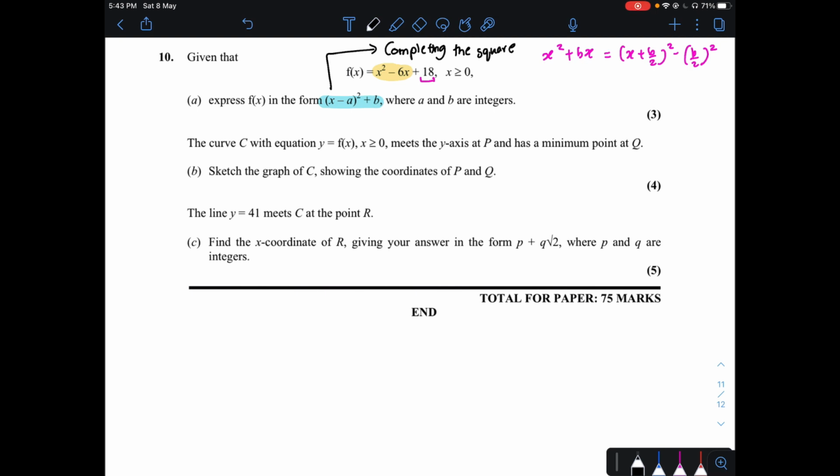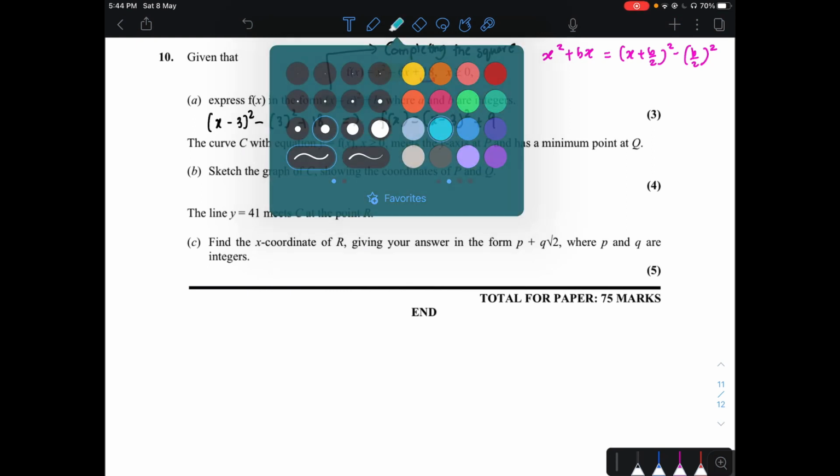So we do the same thing here. This is x squared minus 6x, so we just substitute in. That would be x minus 6 over 2, which is minus 3, whole squared, and then minus 6 over 2 is 3, minus 3 squared. And then we just add the plus 18 at the end. The 18 comes along. So this simplifies to f of x is x minus 3 whole squared, minus 9 plus 18 is plus 9.